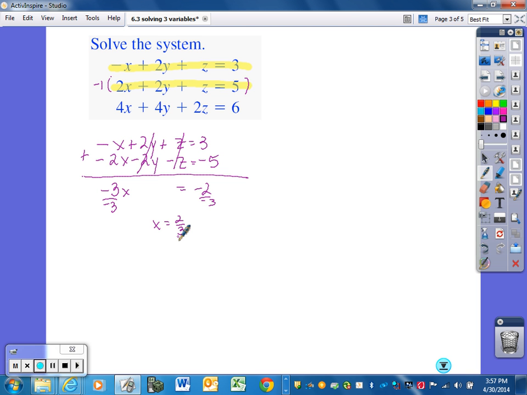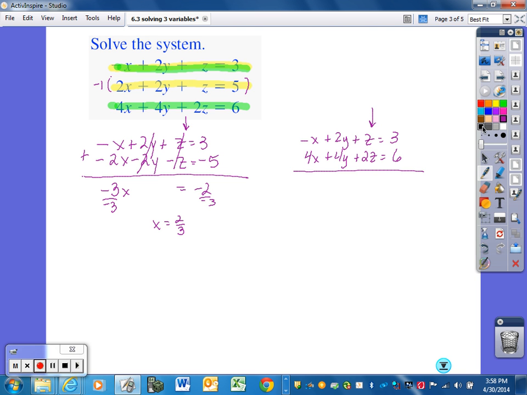So now, I have no choice but to use this last one and one of the other ones. Doesn't matter. I'm going to pick this first one. 2y plus z equals 3. And 4x plus 4y plus 2z equals 6. I eliminated z, so I'm going to do the same thing again.